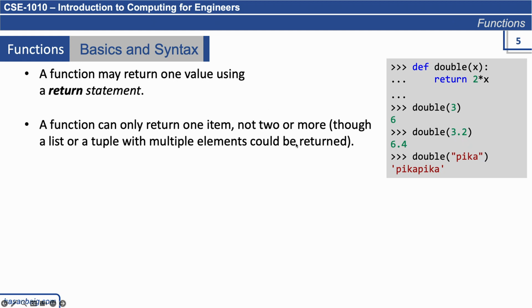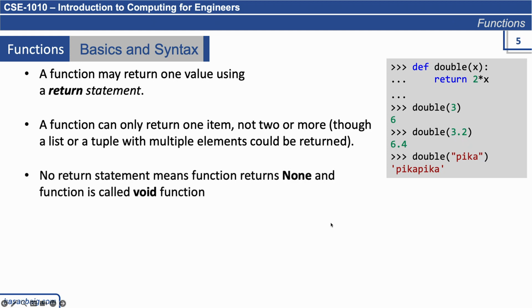Usually a function can return only one item, but in order to return multiple items, we have to encapsulate those multiple values in a structure that we commonly refer to as a simple data structure. It could be a list, it could be a tuple. We will be talking about these data structures later.